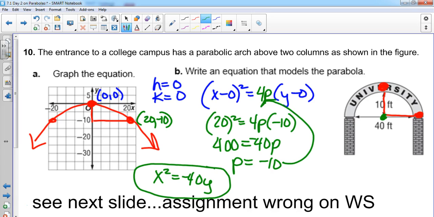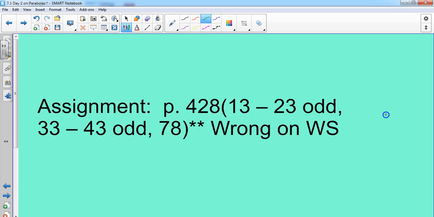All right, very important. Go to this next slide and fix your assignment. Okay, very, very, very important. It's correct on the board over there. It's wrong on your worksheets. You get to cross off 44. If you don't do 13 through 23, you're not going to have any practice with that completing the square stuff, and that would not be a good plan.